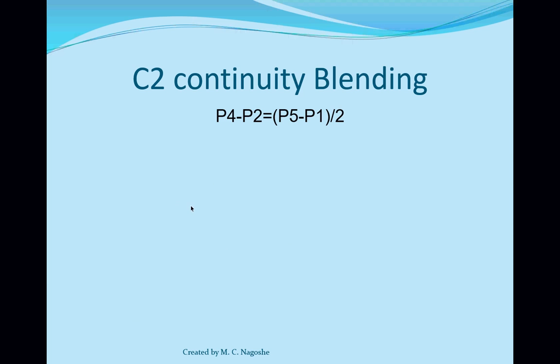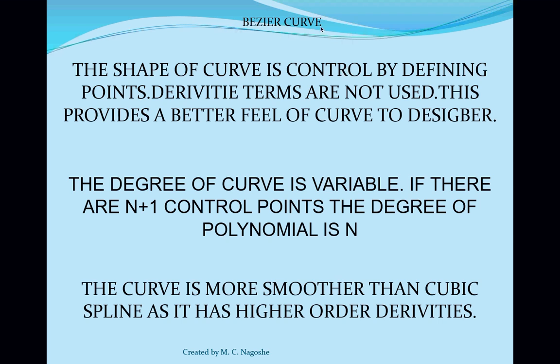Now, one of the important things about a Bezier curve is that it can draw a closed curve. So let's summarize what a Bezier curve is. The shape of the curve is controlled by defining points. Derivative terms are not used. That was the case of the Hermite curve. It is not used, so it is very easy to control the shape of the curve.